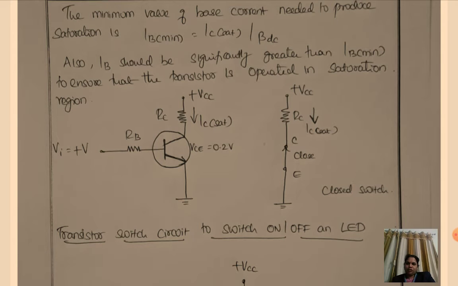Whereas in the case of a closed switch, I am going to apply an input voltage Vi. This voltage should be sufficient to make the transistor operate in the saturation region. And I also have to ensure that the base current is greater than the minimum base current required to make the transistor operate in the saturation region.